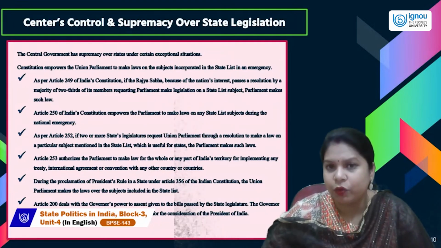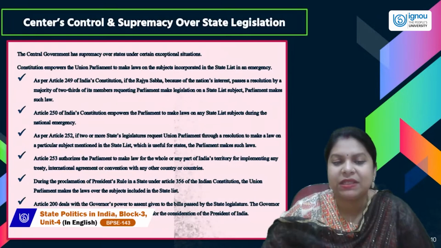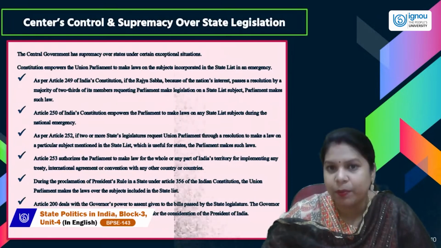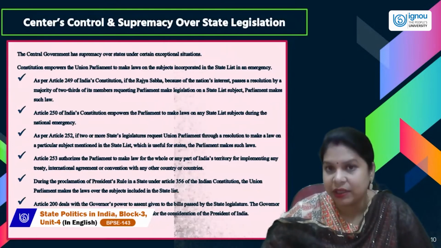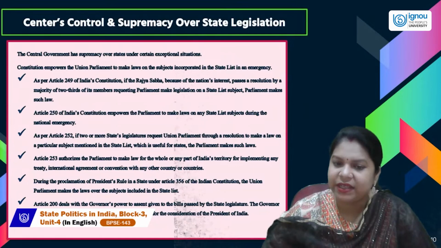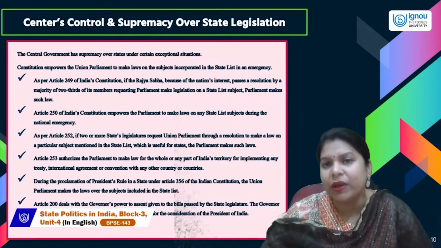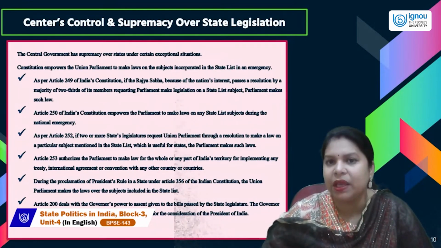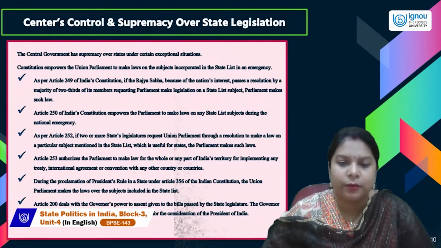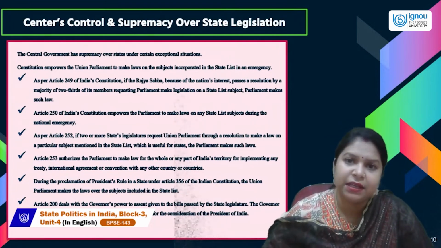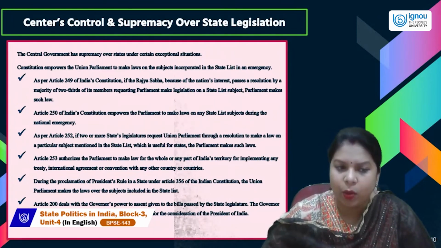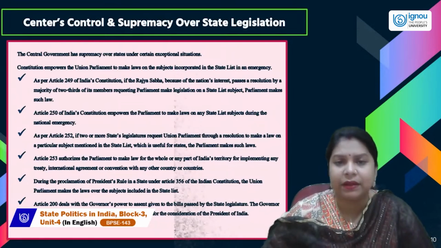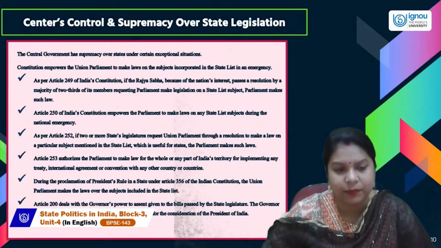Now, as per Article 252, if the legislatures of two or more states request the Union Parliament through a resolution to make a law on a particular subject mentioned in the state list, which is useful for the states, Parliament makes such laws. This is also very important. If a request comes from two or more states for making a law, then at that point of time, the Parliament has the power to make laws on those subjects.